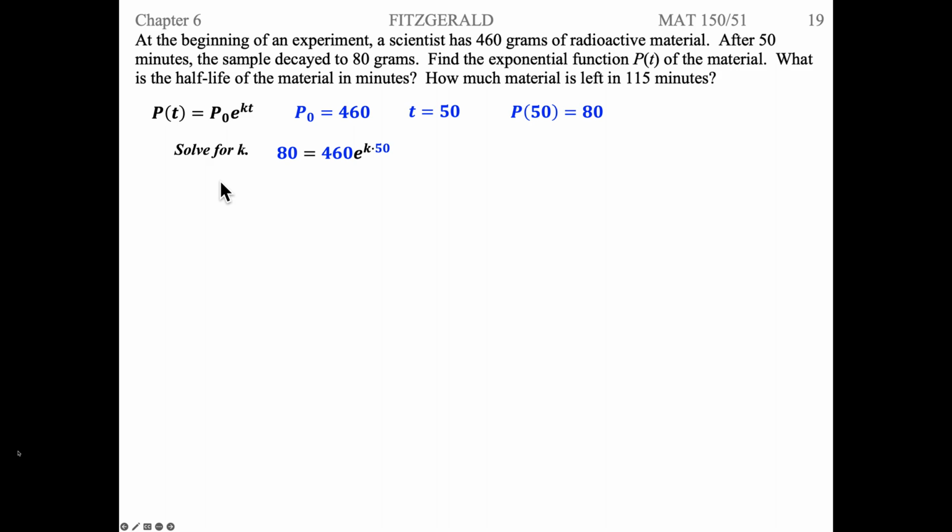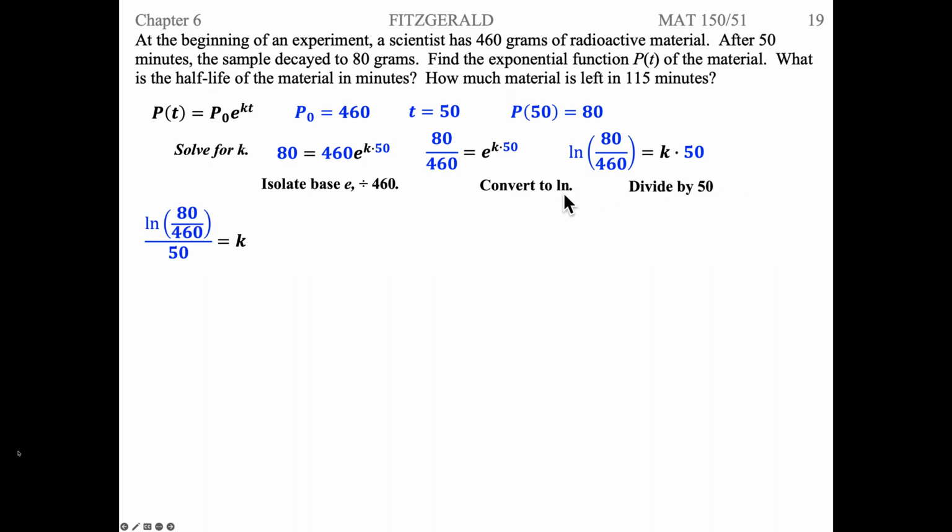There's my substitutions. In order to solve this, we've got to isolate our base e, so we'll divide over the 460. Again, if you want to reduce or just leave it alone, that's up to you. Because it's base e, we're going to convert it to a natural log. So the natural log of 80 over 460 is now equal to the exponent k times 50. We'll divide over the 50 and go to the calculator and enter everything.